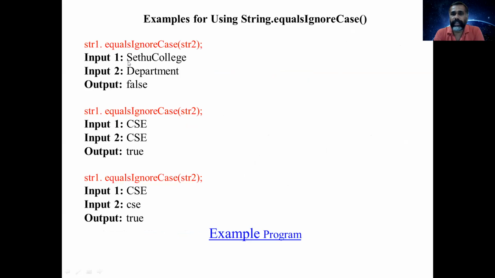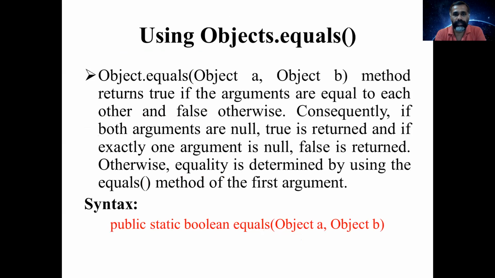So here we have an example for equalsIgnoreCase. The first string is Sethu college and the second string is department. You are comparing with equalsIgnoreCase. Both the strings are different, so it returns false. In the second one, both the strings are the same, it returns true. And in the third one, both the strings are the same, but one is uppercase and the other lowercase, but we are using the ignore case function. So automatically the case is ignored and it returns true. So this is the equalsIgnoreCase function for comparing two strings.